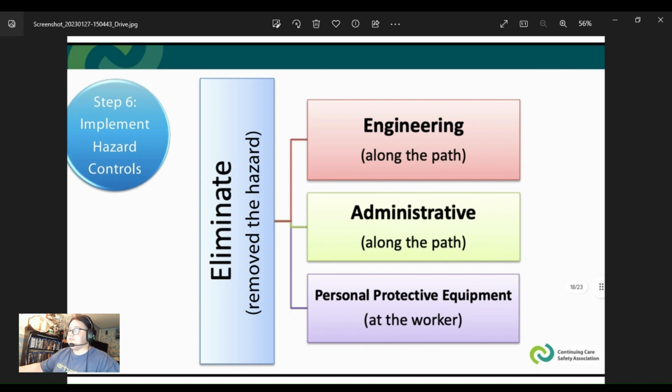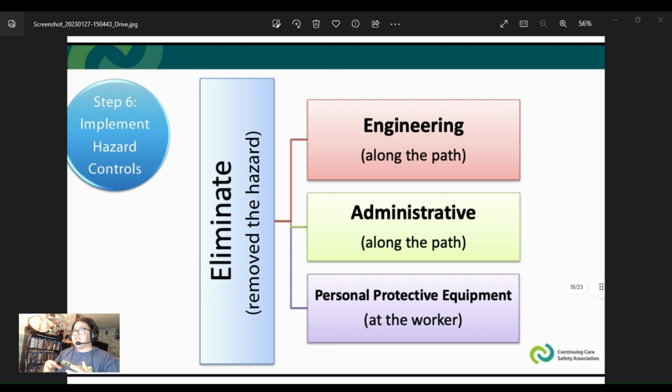And lastly, we have personal protective equipment. This is the least effective way to select, the last line of defense against injury and illness. It doesn't eliminate the hazard, it just guards the worker from the hazards. Examples of this would be like our respirator masks or a steel toed boot, oven mitts, aprons, things like that.